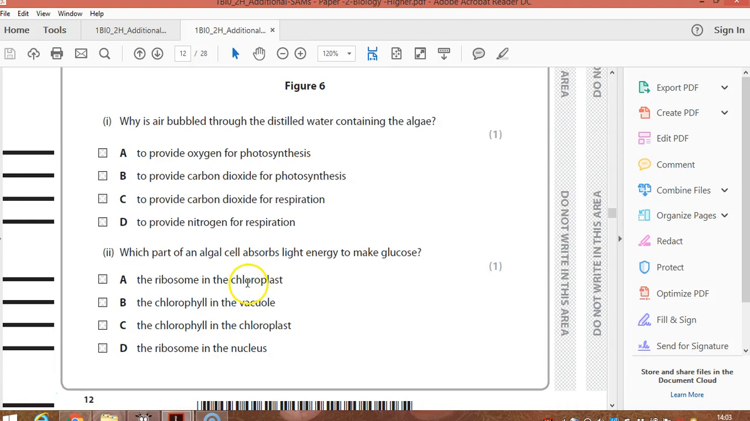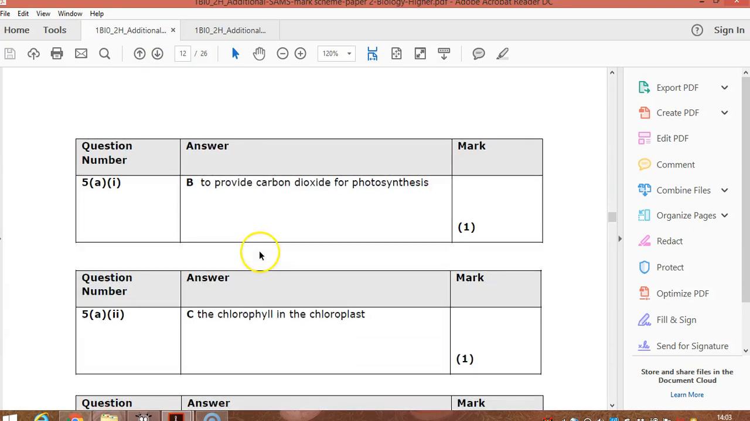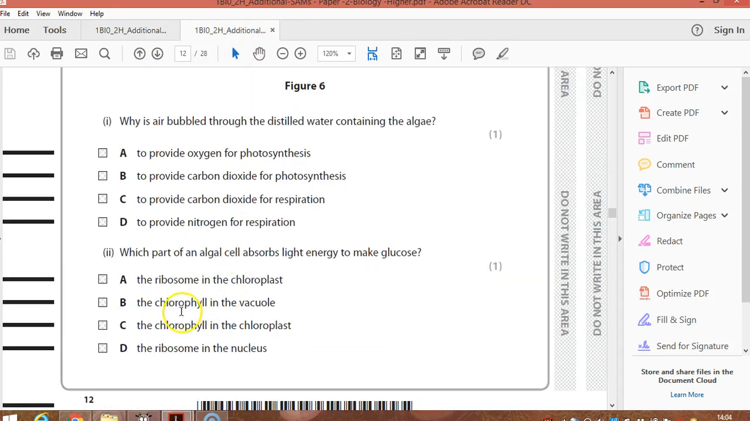Which part of an algal cell absorbs the light energy to make glucose? Is it A, the ribosome in the chloroplast, B, the chlorophyll in the vacuole, C, the chlorophyll in the chloroplast, or D, the ribosome in the nucleus? Have a go. The answer is C, the chlorophyll in the chloroplast, because that's where it is.